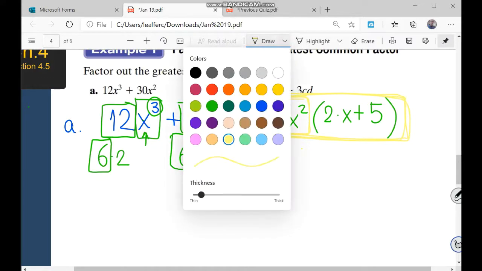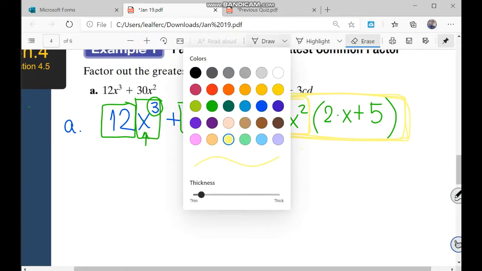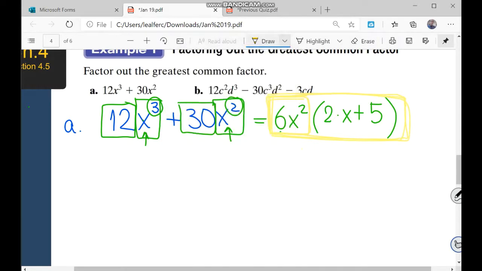Any questions? To make sure you found the right answer, you can always apply the distributive property and check if you're going to have the same polynomial as the original one. We can do this real quick here. You can do this in your head, in your mind, after you get some practice. But let's just work this out on the screen so you can see.